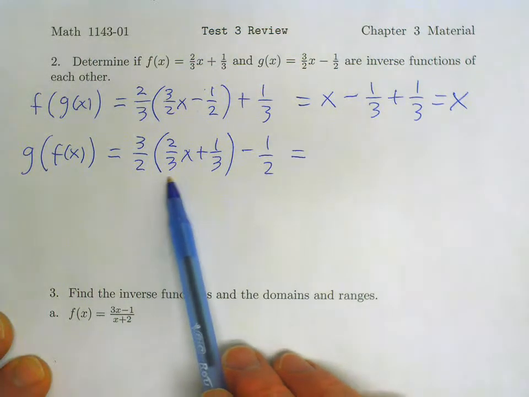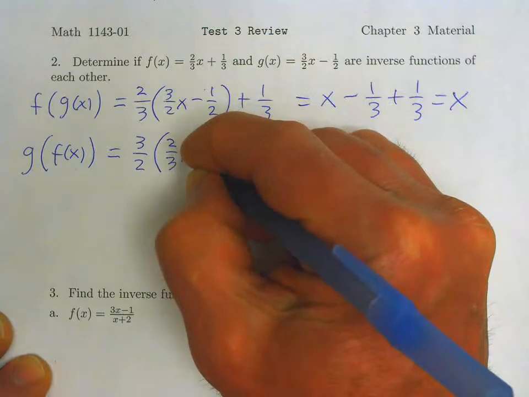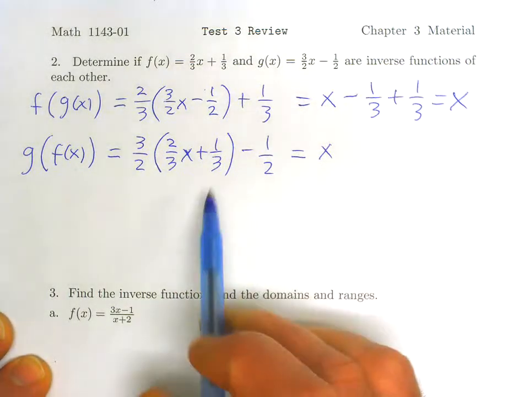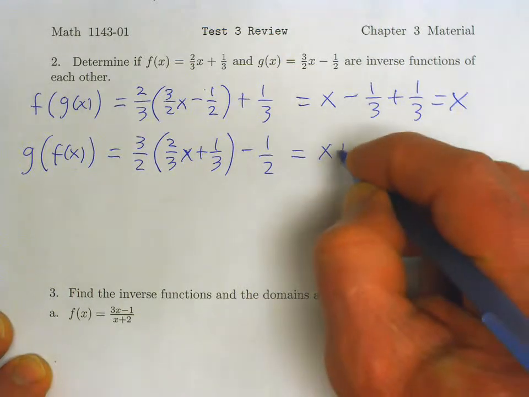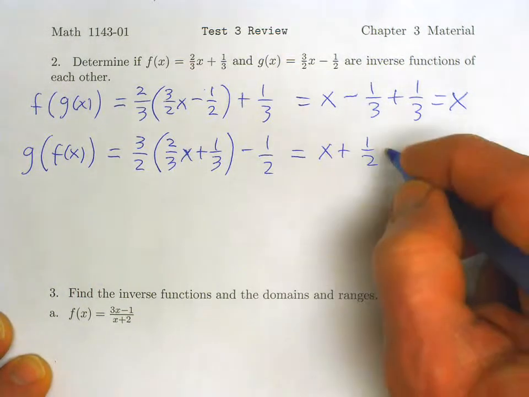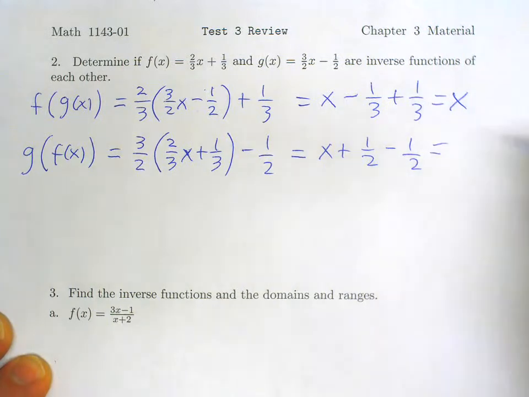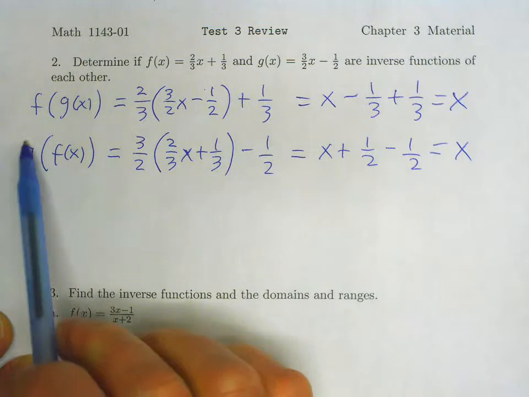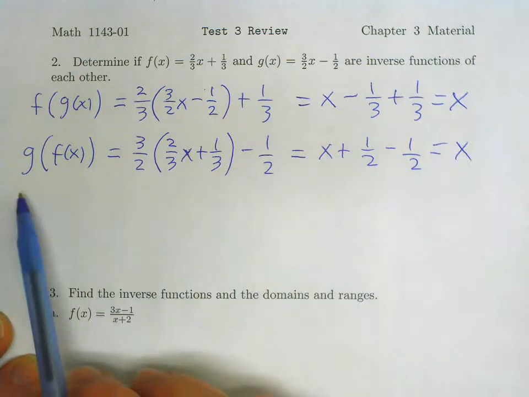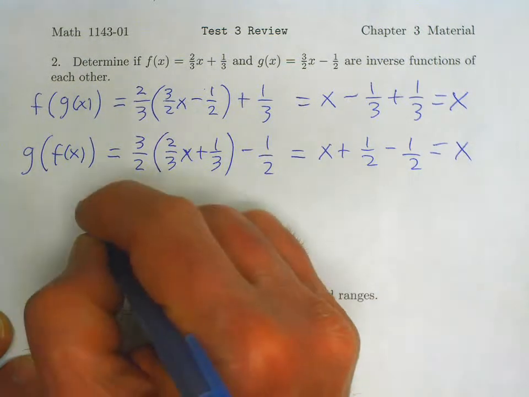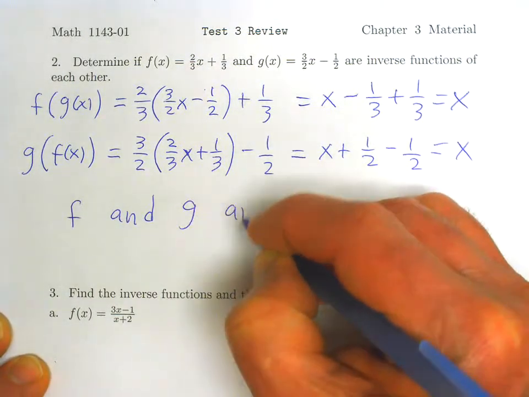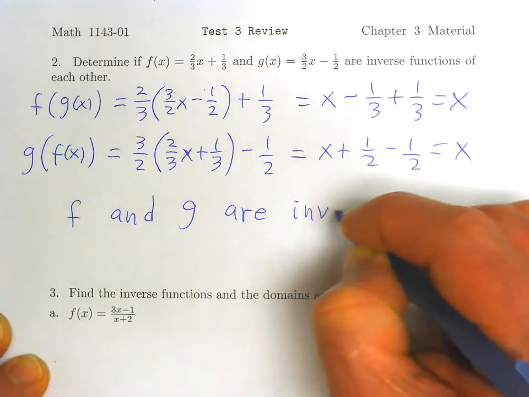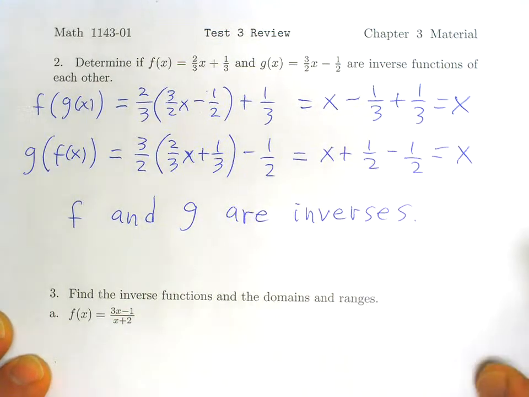3/2 times 2/3 x is 1x. And then plus 3/2 times 1/3 is plus 1/2. And we have a minus 1/2 outside there. And this simplifies to x. So since f of g of x equals x and g of f of x equals x, this shows that f and g are inverses of each other. Or just f and g are inverses for short.